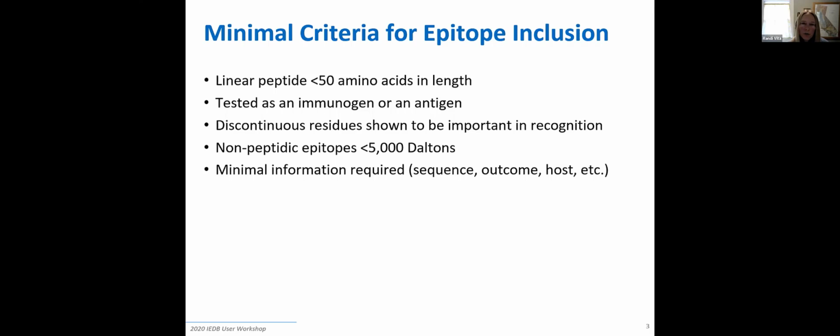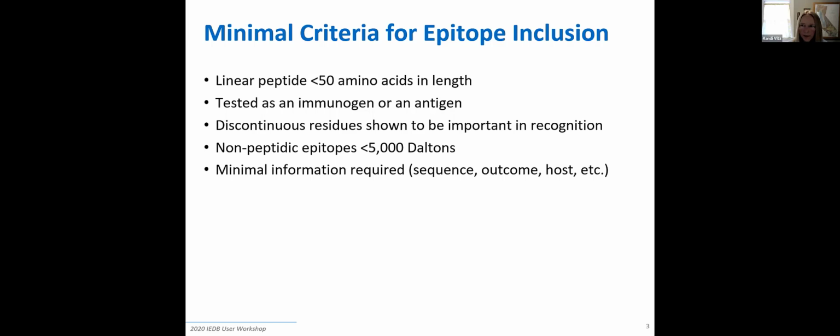An author may go on to map the epitope more finely. They may then test overlapping 20 mers or overlapping 10 mers, or another author in a future paper may determine exactly the epitope. But we treat each paper individually and apply the same criteria. So we would capture all the data, whether it's peptides or small peptides or exact discontinuous residues that were shown to be important in recognition. So we have discontinuous epitopes also.